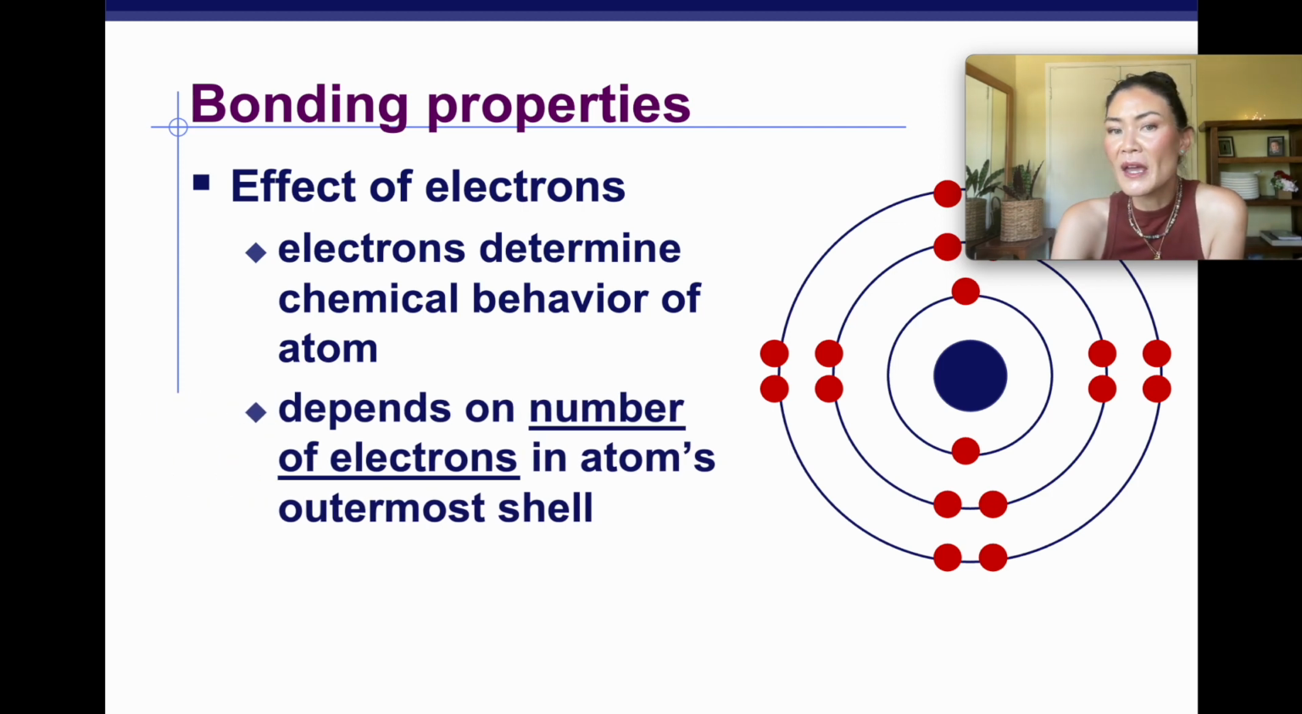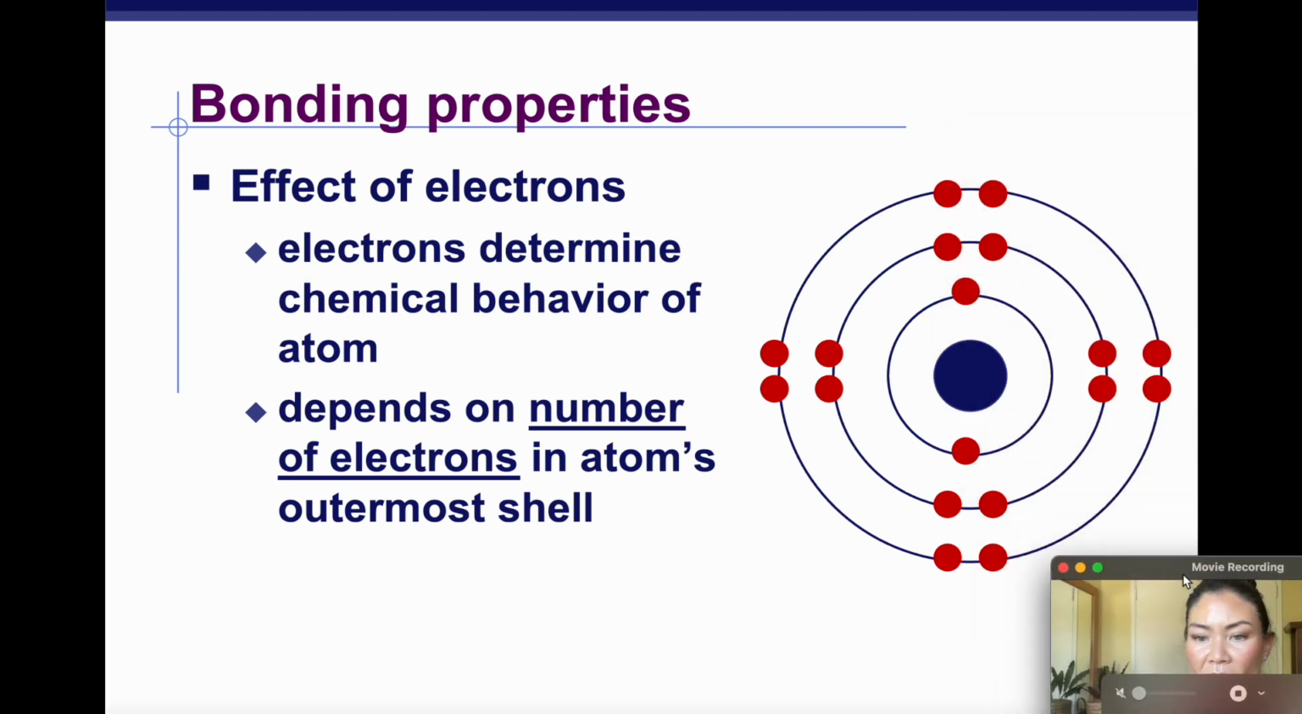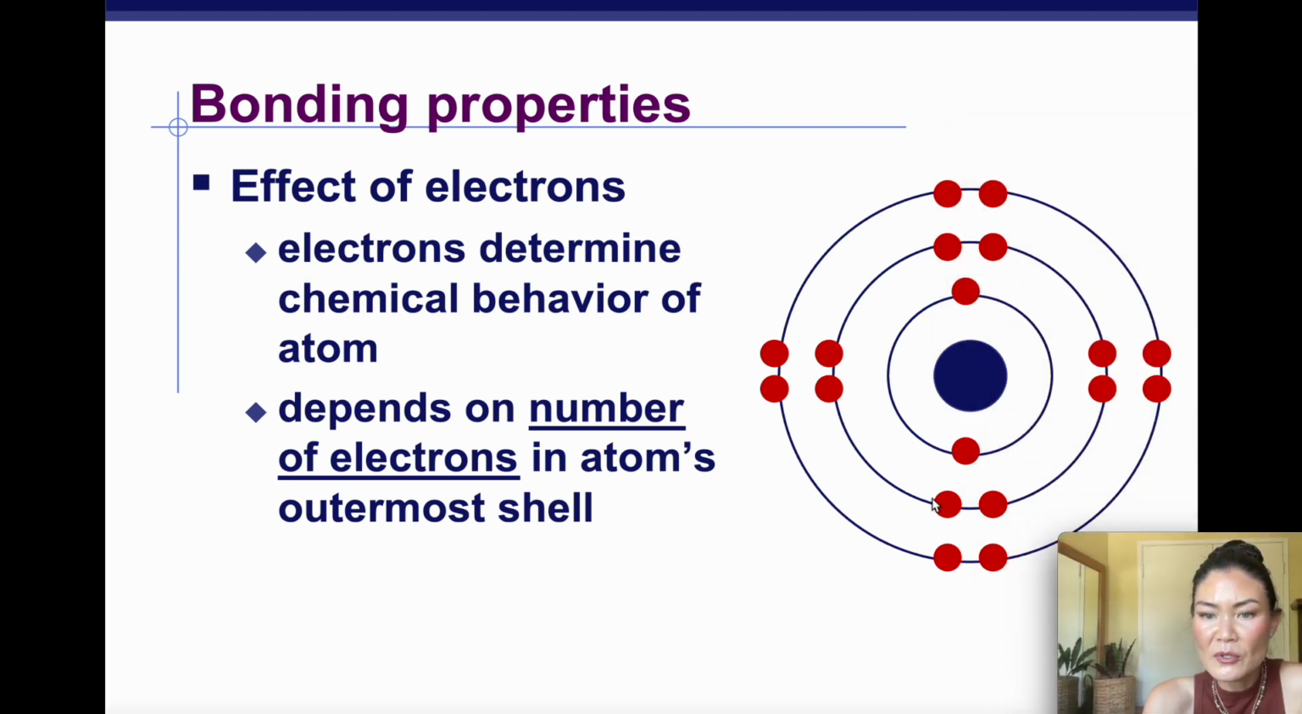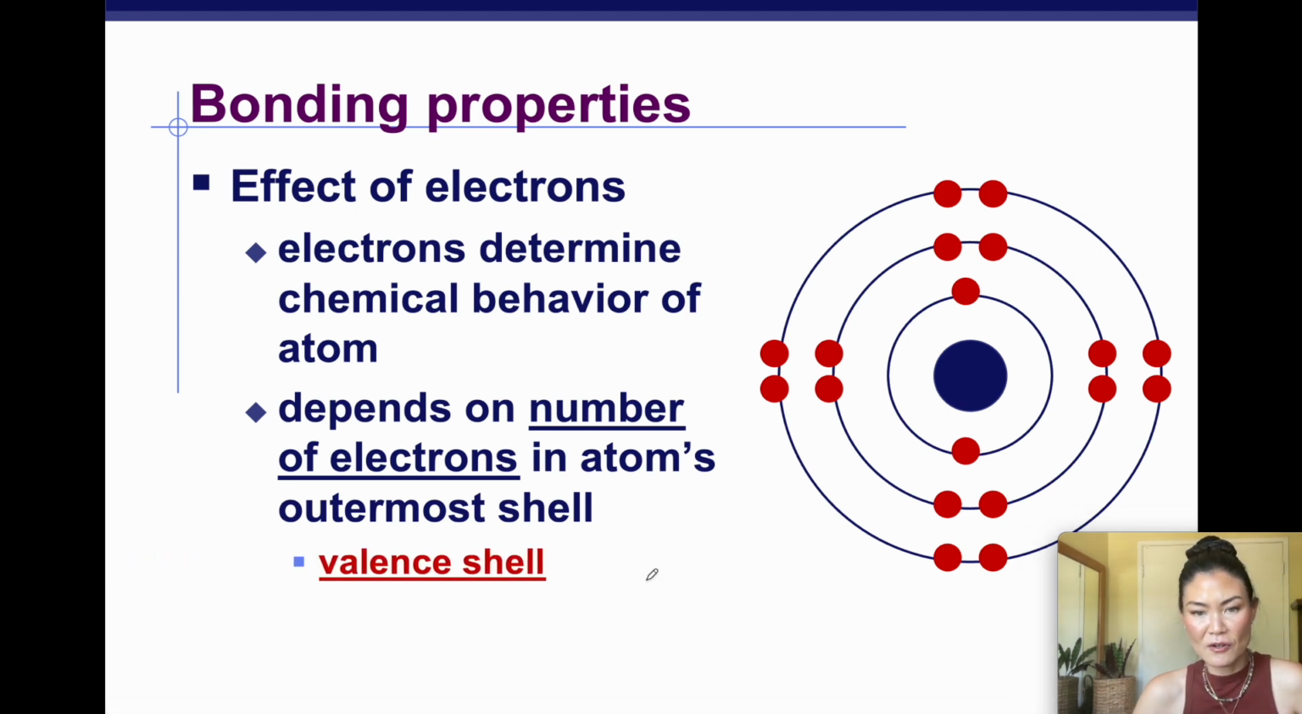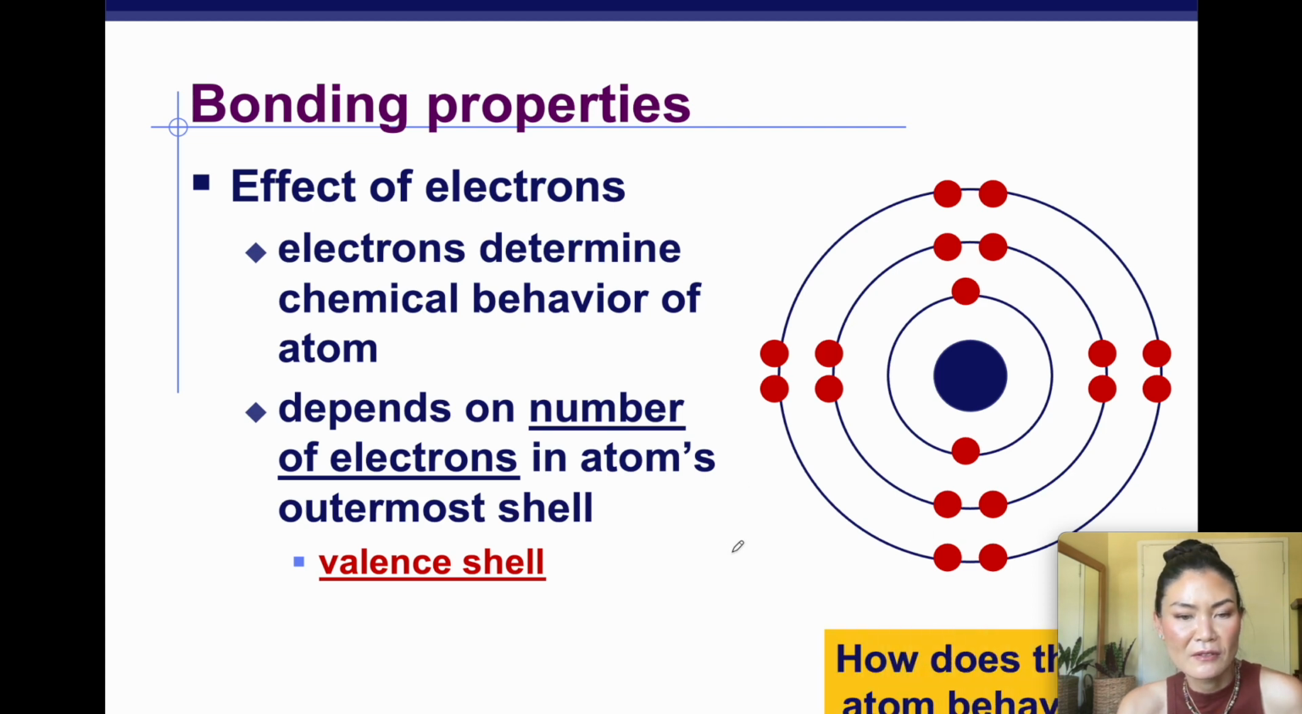So the chemical behavior of these elements really depends on the number of electrons in the atom's outermost shell. Okay, the outermost shell. So in this example here, you can see that the outermost shell has 8 electrons. And those 8 electrons are called the valence electrons because they're on the valence shell. So valence means the outermost, okay? So outer shell refers to the shell where the valence electrons can be found, okay?